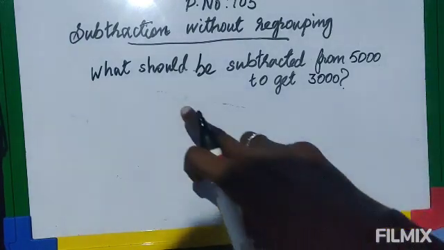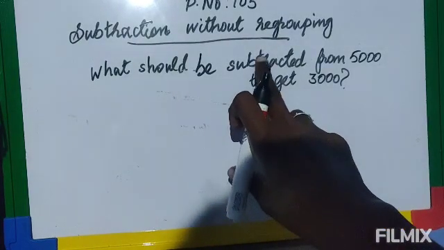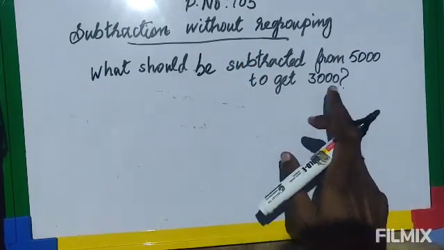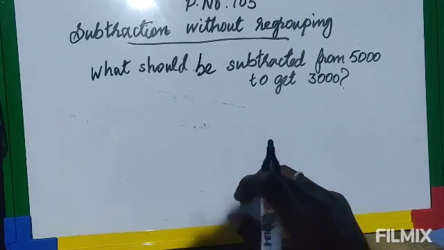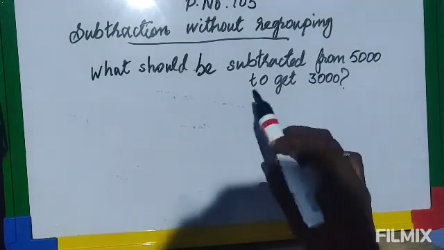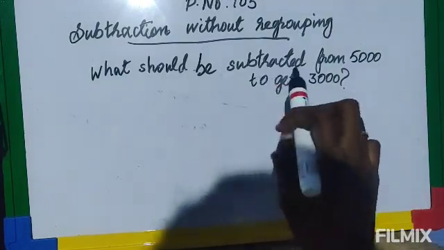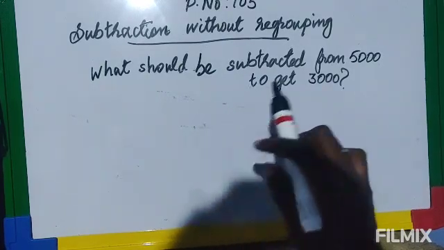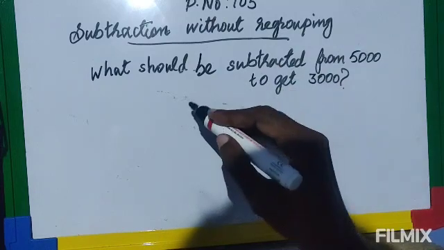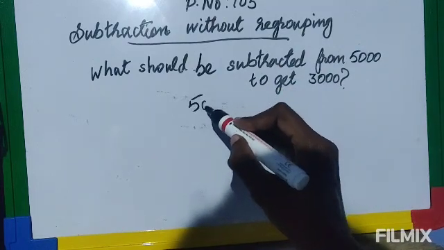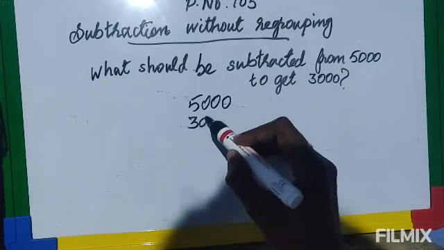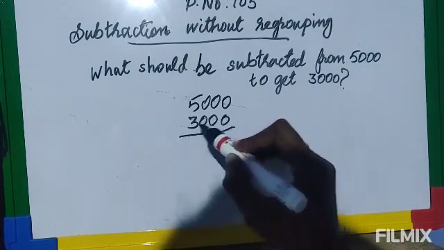Now this is another example, for "what should be subtracted." That was "added" or "should be added," this is for "subtracted." What should be subtracted from 5000 to get 3000. Here also I told you, "subtracted," what should be subtracted means you have to do the subtraction. To do the subtraction you have to write the bigger number first. In these two the bigger number is 5000 and the smaller number is 3000. So you can write like this and you can minus.